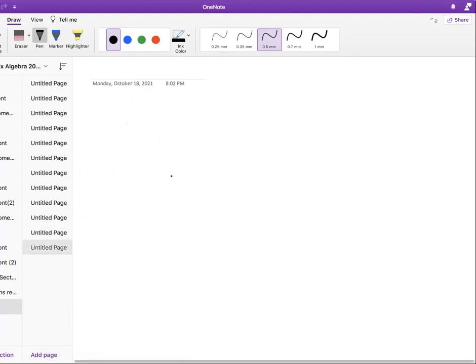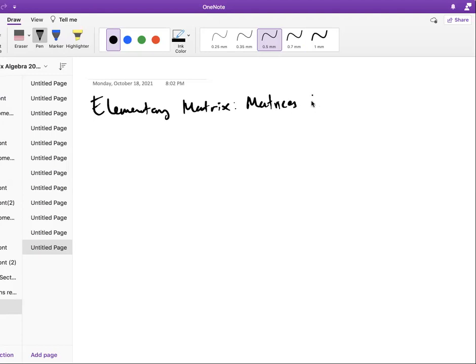Okay, so to finish off class, we'll talk about the inverses of, well, let me just first define elementary matrices. Elementary matrices are matrices that behave like row operations.